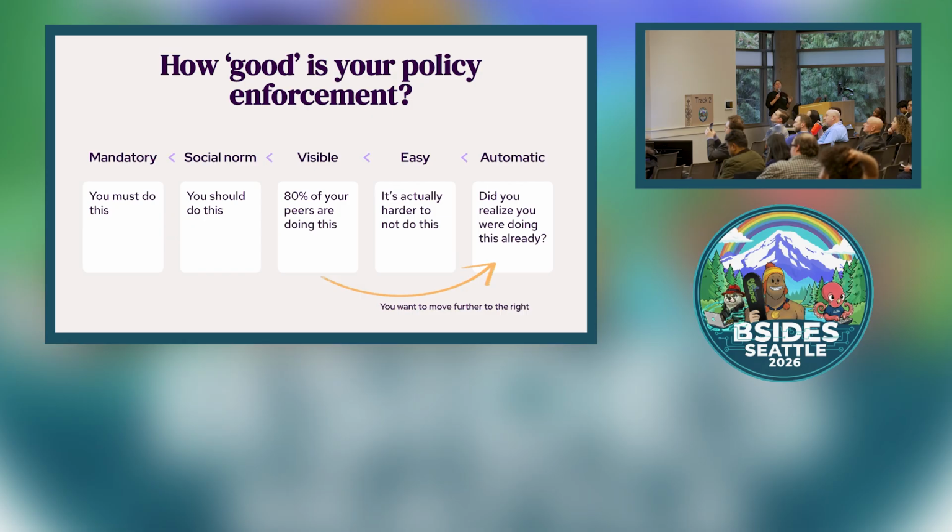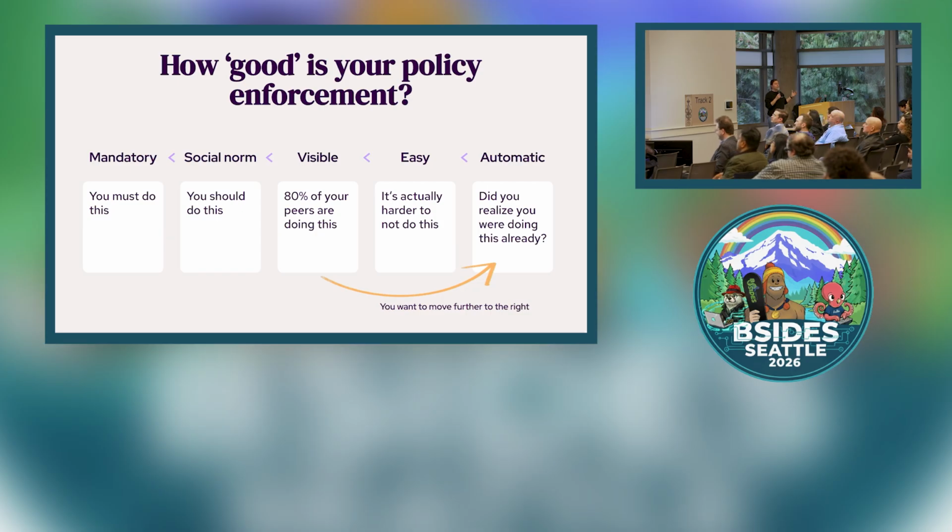There's a correct way to think about how good the enforcement of your policy is. So you could start with just saying, hey, you have to do this. Hey, you guys have to use a password manager. Okay. You could make it a social norm. You really should be doing this thing. You can make the policy visible.